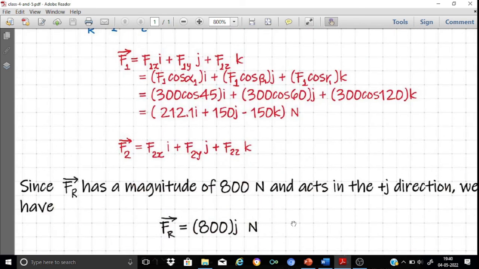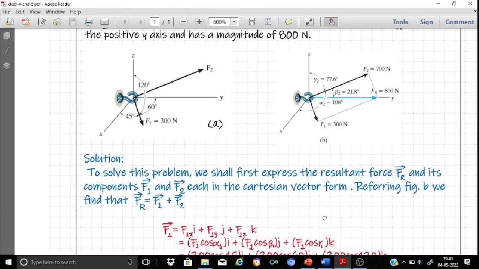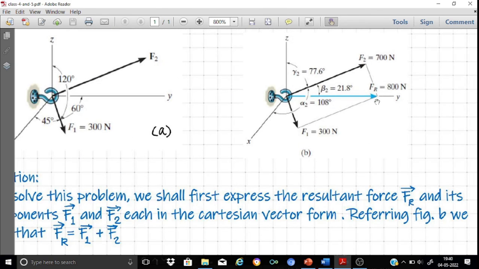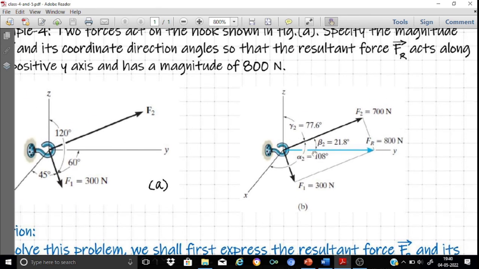So figure B provides us the correct details of F2 which is requested in the problem. As you can see, it has a magnitude of 700 Newton and all the direction angles are given. For example, F2 makes an angle of 108 degrees with the positive x-axis, an angle of 21.8 degrees with the y-axis, and an angle of 77.6 degrees with the positive z-axis.